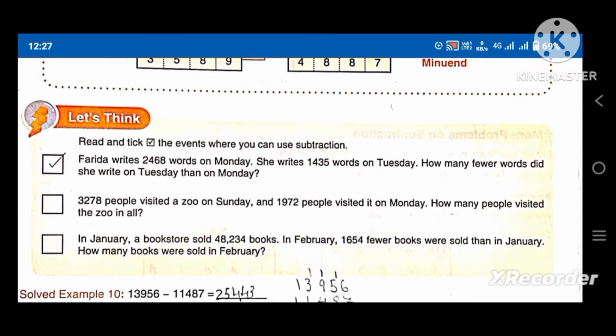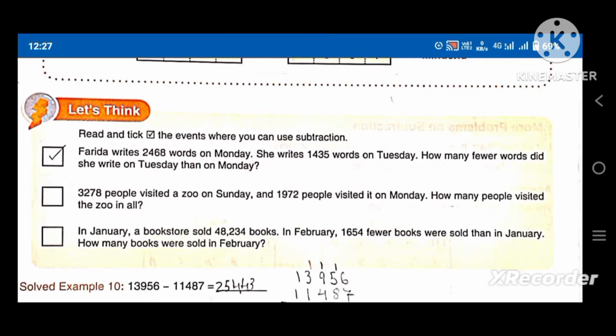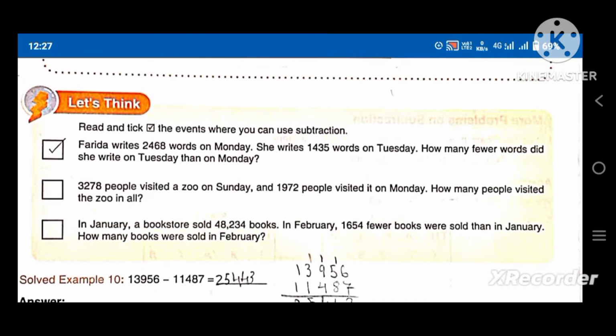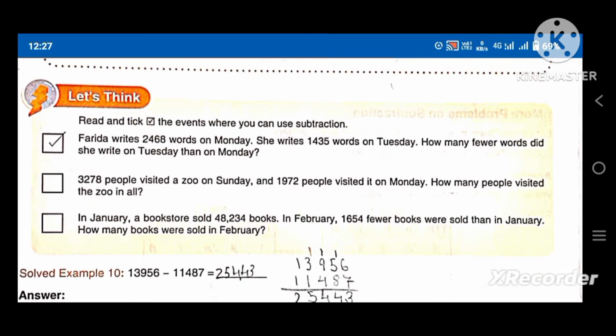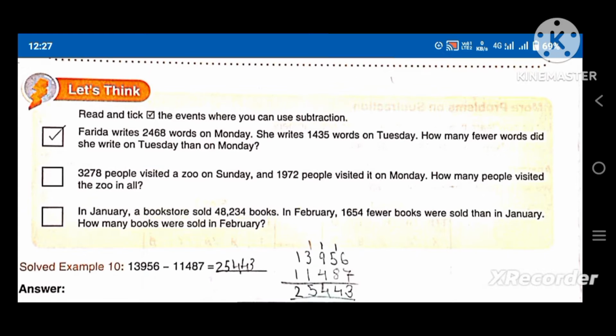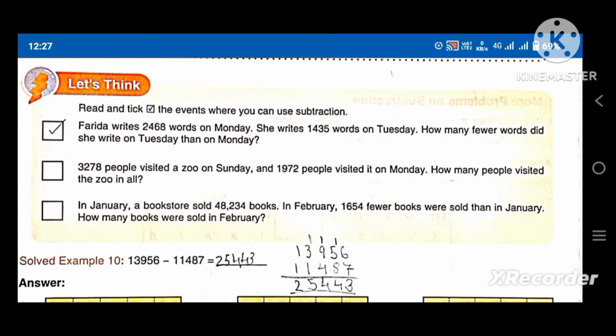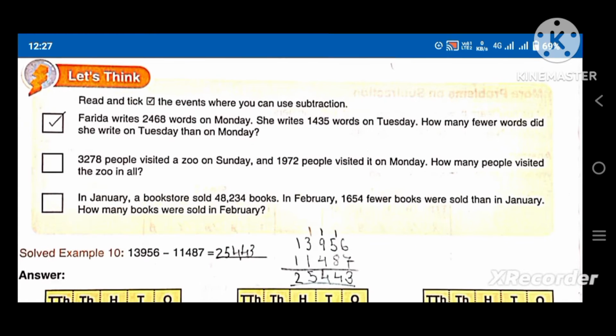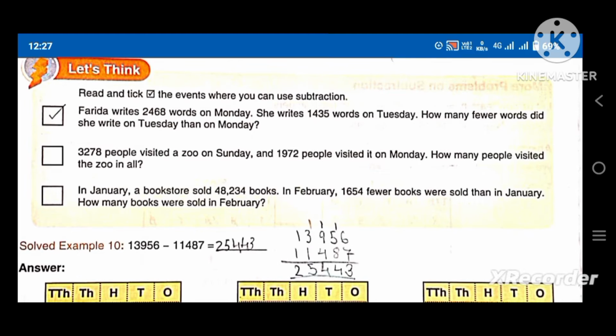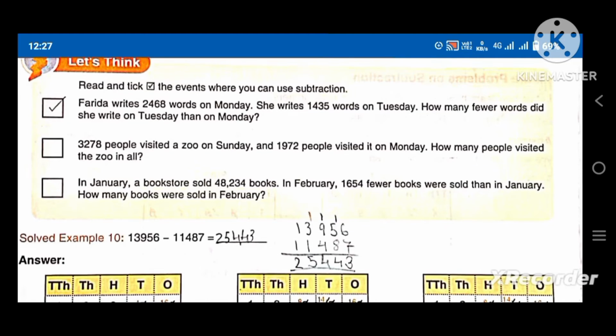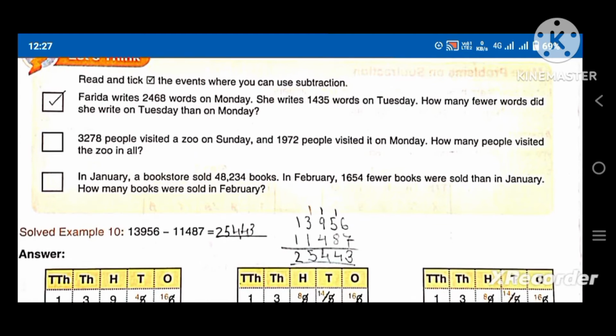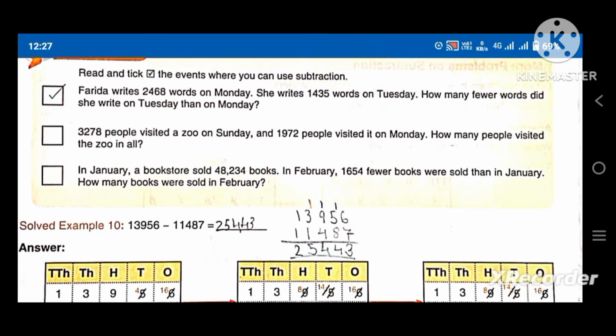Second one, 3278 people visited a zoo on Sunday and 1972 people visited it on Monday. How many people visited the zoo in all? This question we can add the numbers, but not subtract.